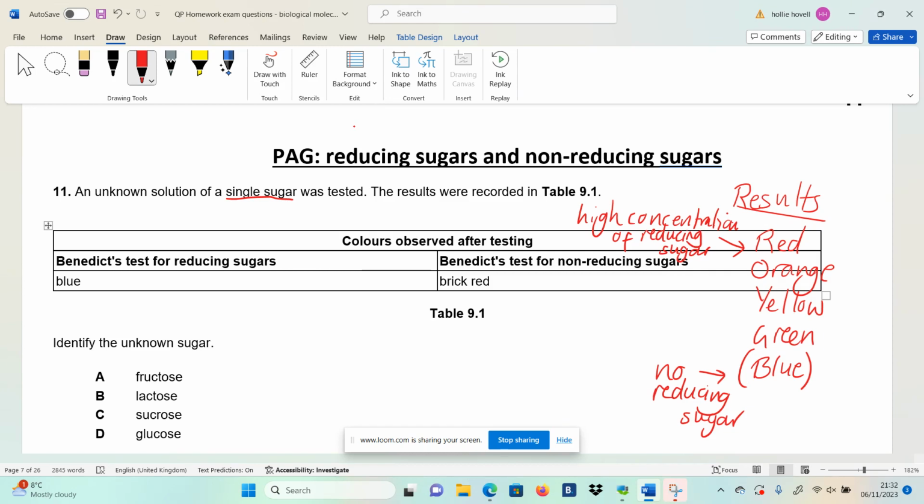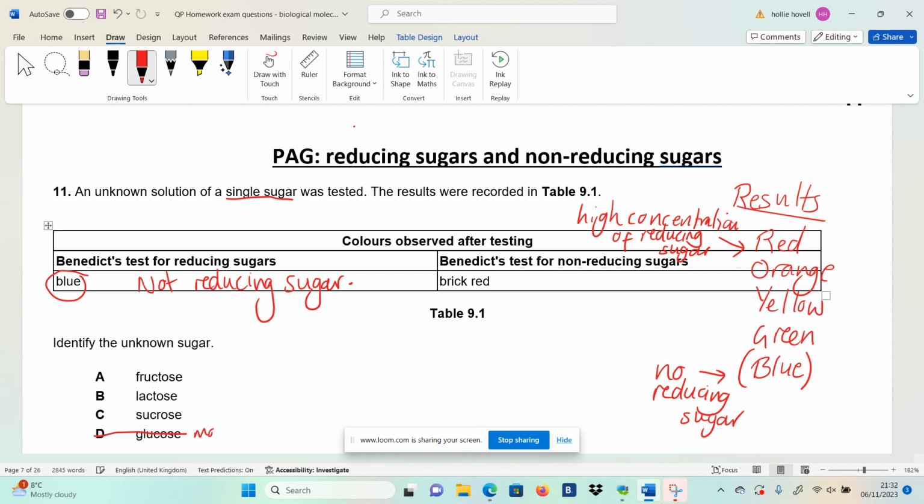So let's have a look at what these are first of all. So Benedict's test for reducing sugars, you straight away just look at the colour scale and it tells you that it's blue. So that tells us that it's not a reducing sugar. Okay, it's not a reducing sugar. Now, hopefully, you would know that glucose is a reducing sugar, so it cannot be glucose.